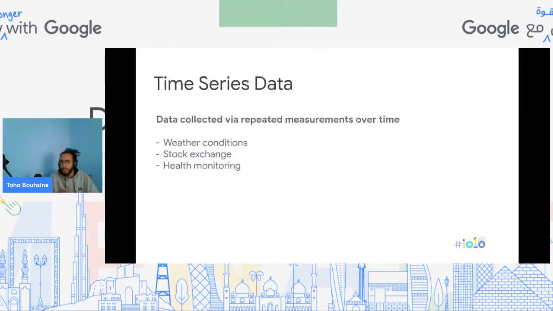which can represent measurements over time, like weather conditions, stocks, health monitoring, which can be represented as time series. There are different types of time series and patterns, but I won't get too much into the details. Maybe in a future session, inshallah, if we have the chance.